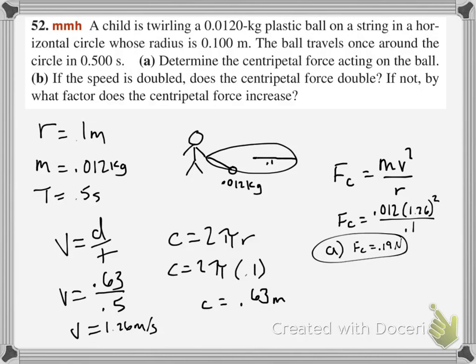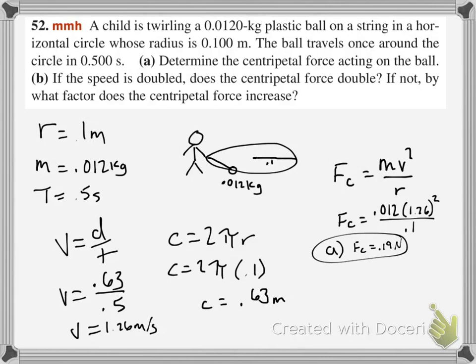Now part B is a little bit conceptual, and it says, if the speed is doubled, does the centripetal force double? If not, by what factor does the centripetal force increase? We could do this one of two ways. We could either do it algebraically using the formula, or we could solve it conceptually. So let's try first to solve it conceptually.